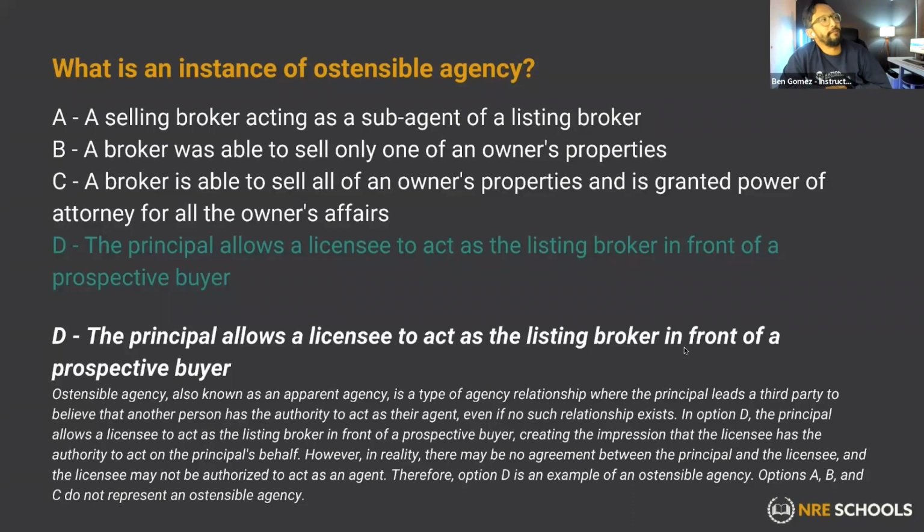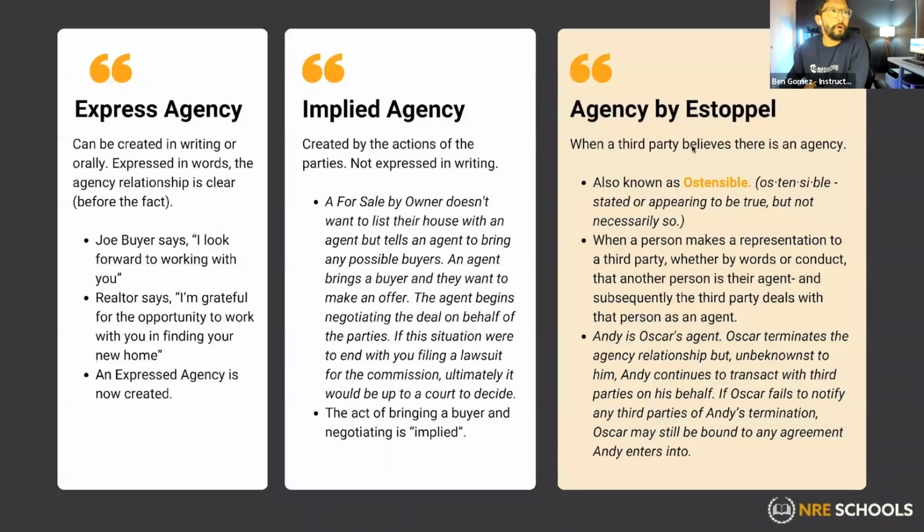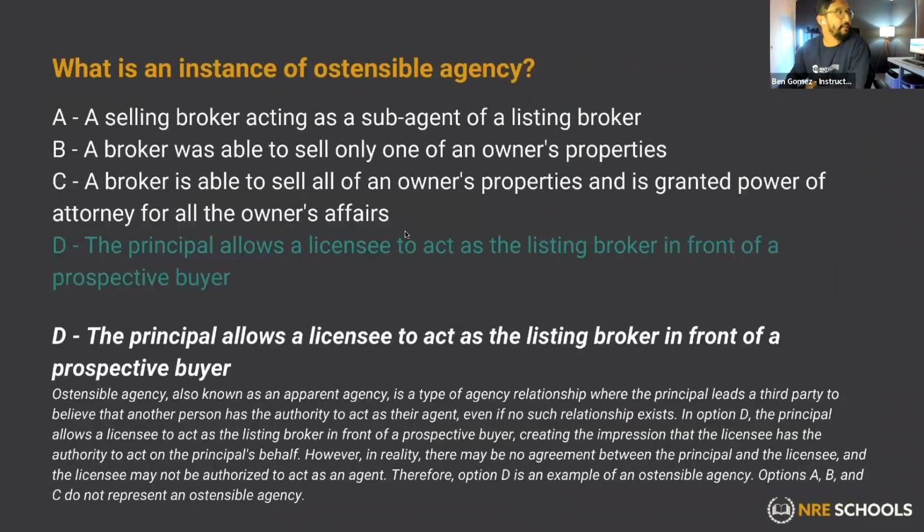What is an instance of ostensible agency? Ostensible, estoppel. The principal allows a licensee to act as a listing broker in front of the prospective buyer. This is the one where a third party believes there is an agency. The prospective buyer believes that the listing broker and the agent are working together.